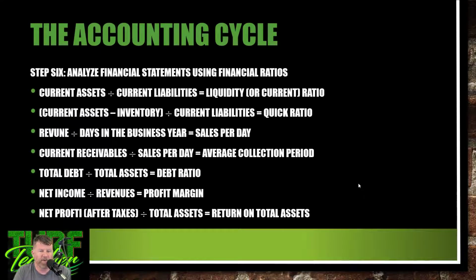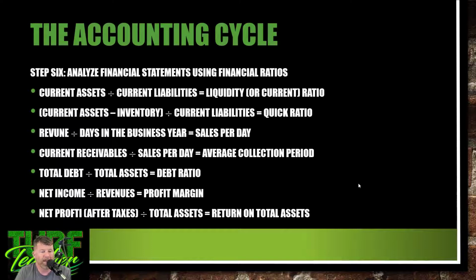Step 6, analyze financial statements using financial ratios. We have current assets divided by current liabilities is your liquidity, or what they call the current ratio. You'll hear people talk about liquidity, especially a lot of stockbrokers talking about the companies that they're trying to get you to purchase stock from. They'll talk about the liquidity of it. Current assets minus inventory divided by current liabilities is your quick ratio.